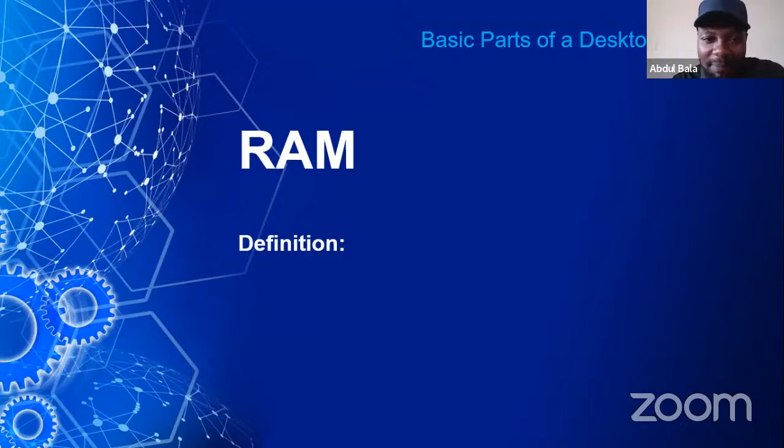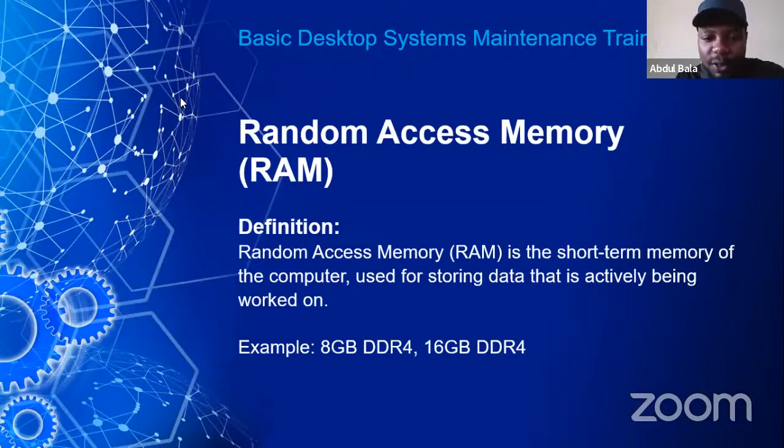So let's take the RAM. The RAM is the random access memory of a computer. It is also the short-term memory of the computer, used for storing data that is actively being worked on. You remember when you come to a system and an officer tells you this system is slow, the first thing that comes to your mind is that it's probably a RAM problem. That's why the system is slow. So the RAM is like the first point of call for memory, where the arithmetic and logic unit, the processor, can take temporary data.